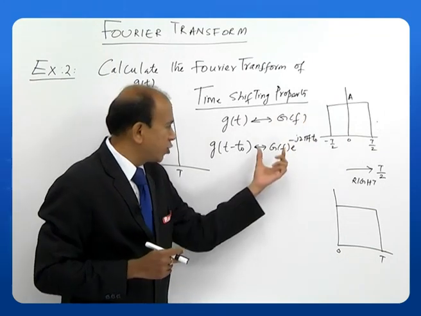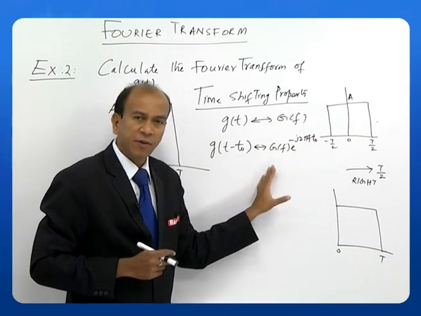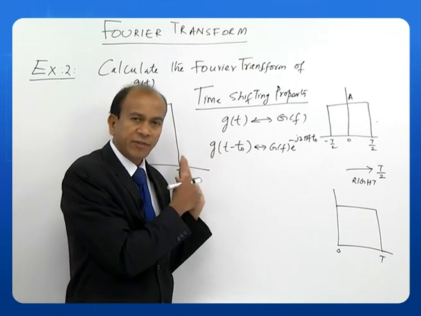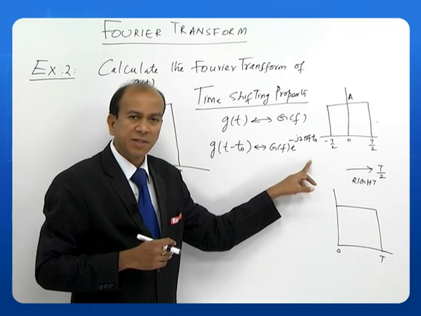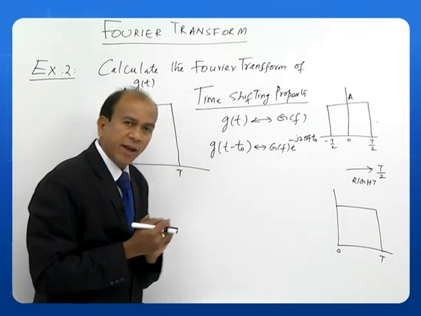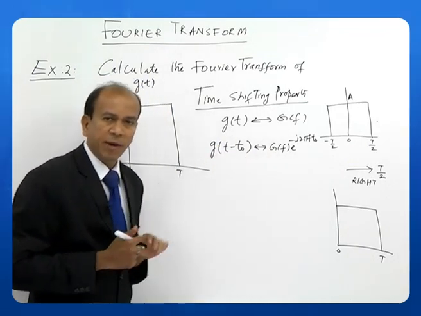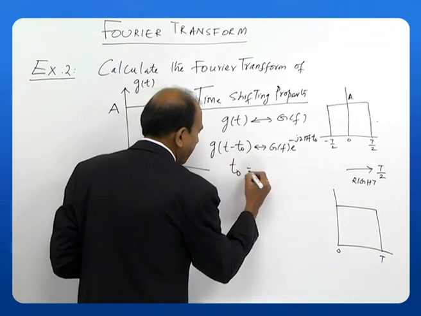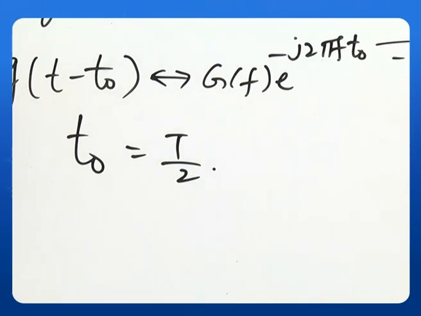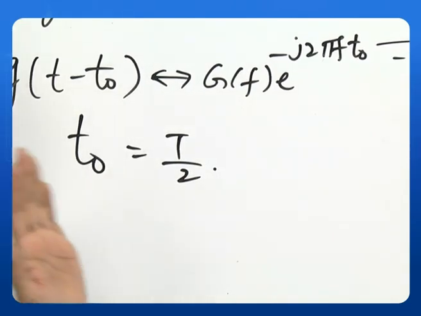That is, there is no change in the amplitude of the signal in the Fourier transform when you time shift it, but there will be a phase change that is given by e to the power of minus j2 pi f t naught. So, for us we have to apply this formula. For us, what is the t naught here? T naught is, for us here, t by 2. So, that is what has been shifted to the right hand side.